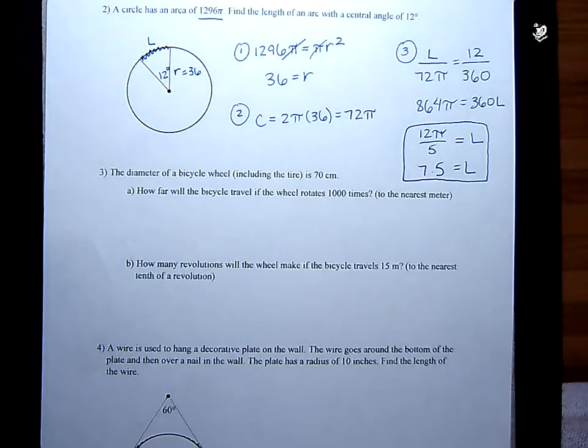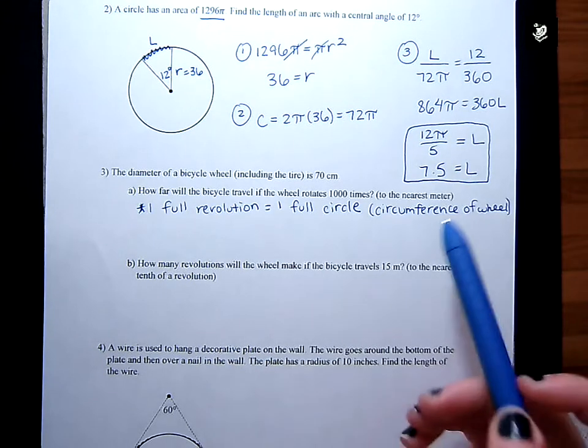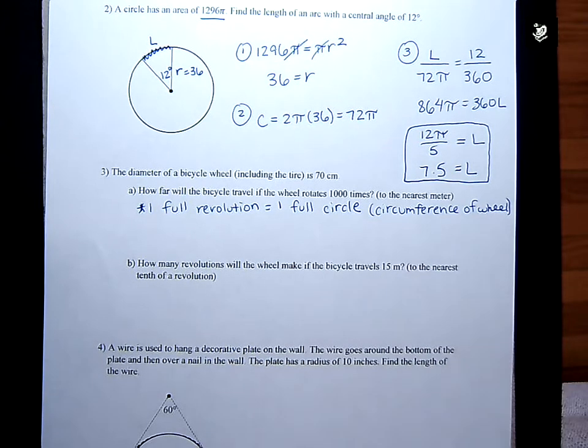For the next problem, and you're going to see this in your homework, we're going to talk about what it means to go 1 full revolution. So you think about when you ride a bike, for instance. When you ride a bike, your tire makes 1 full revolution when it goes all the way around the circle. So by that I mean the full circumference of the wheel.